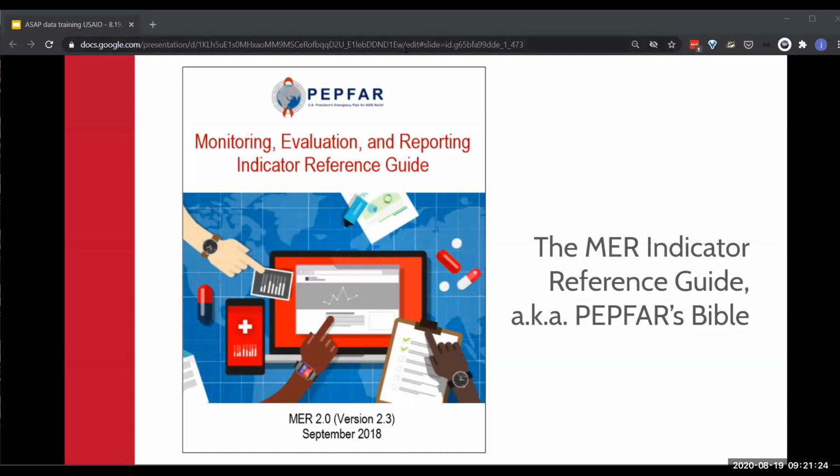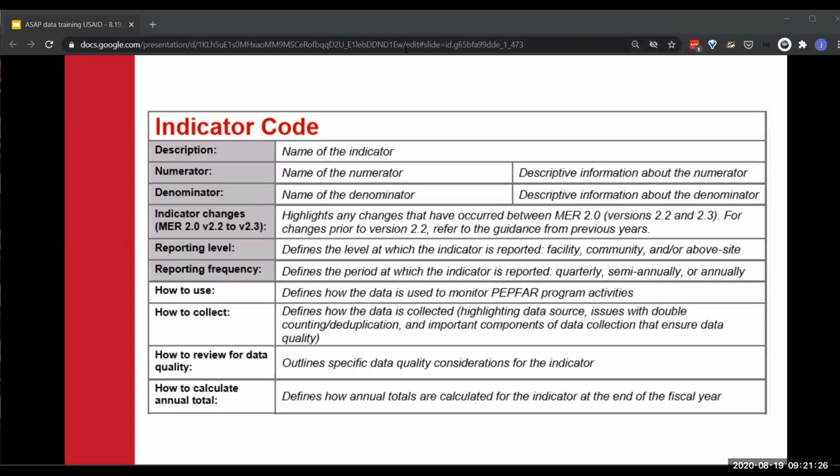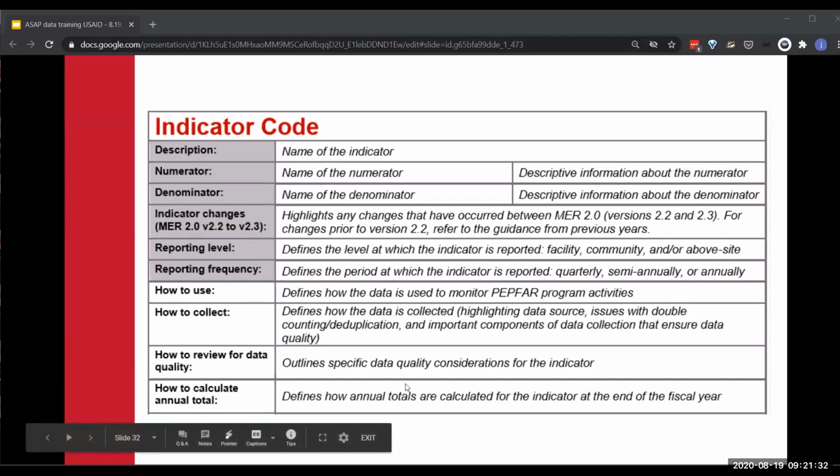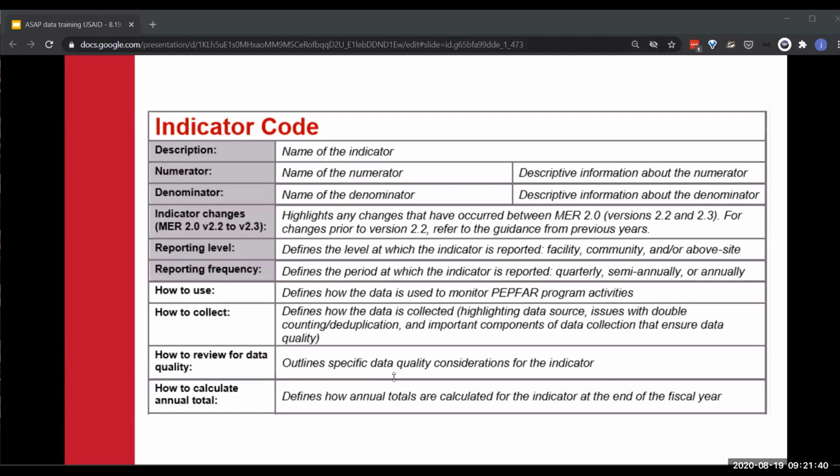So we're going to take a quick look at the setup of the document. This is a generic template of what is in the indicator reference guide. You've got your fields, so just the indicator code, something like TXNew, the name of the indicator, the numerator, the denominator, any changes. Again, we've gone through this, this is 2.4, so it represents an evolution. The next field will define if things have changed. So if you used to work in PEPFAR and it was recorded one way, you would want to check this to see if it's still recorded that way.